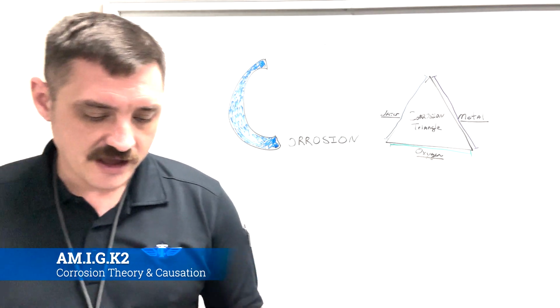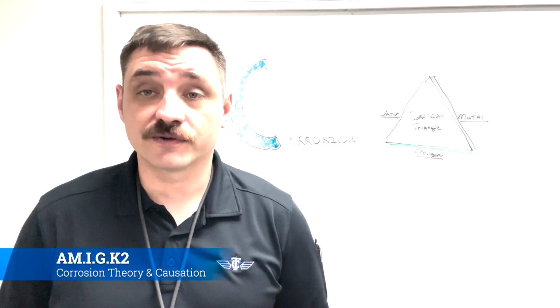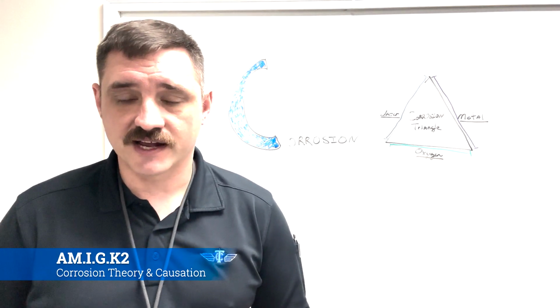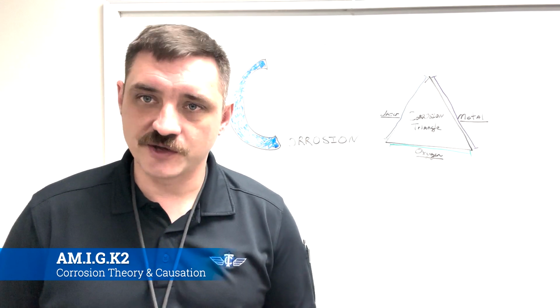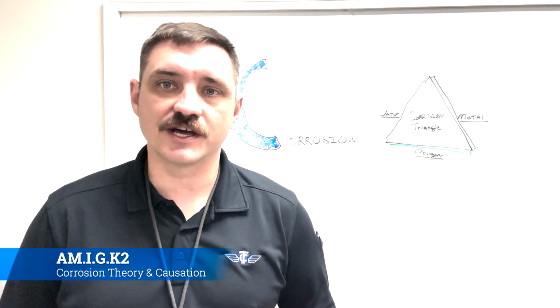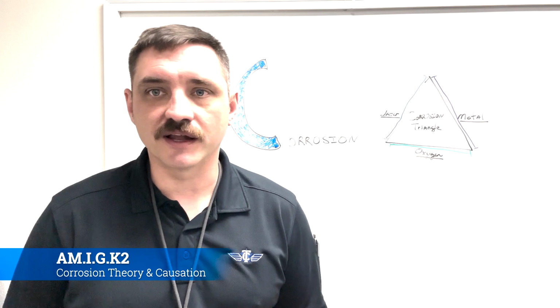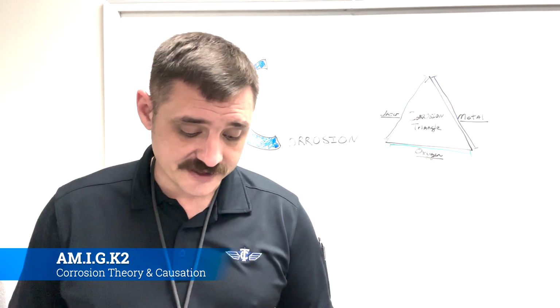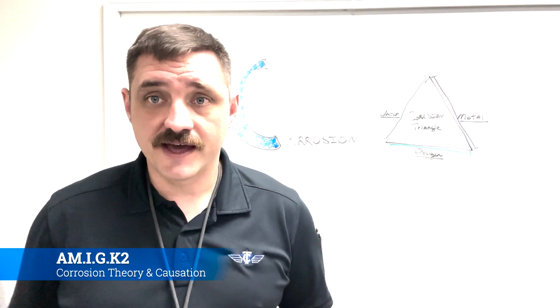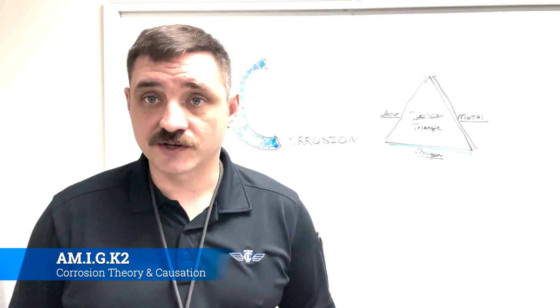All right, so AC 43-4 is the FAA's corrosion Bible. Pretty much anything you want to know about corrosion is going to be in there, and it's updated fairly frequently as new things come to light. But they list 12 things that can affect corrosion.